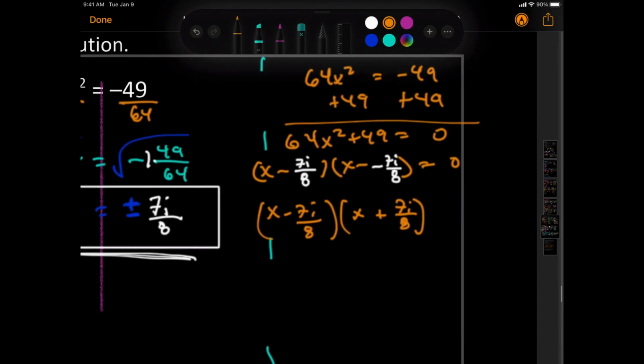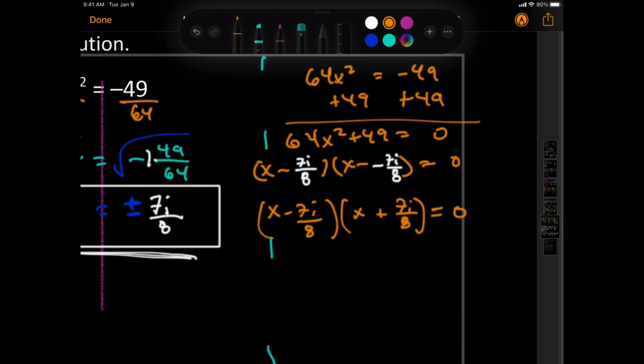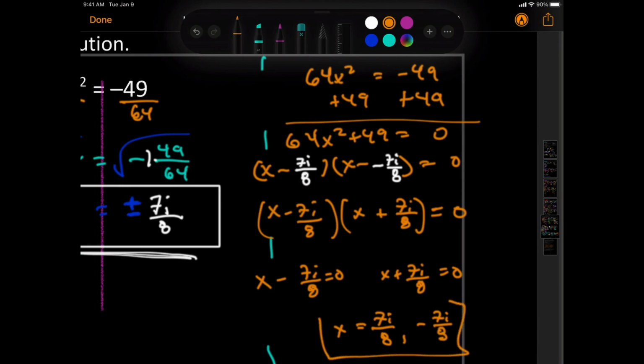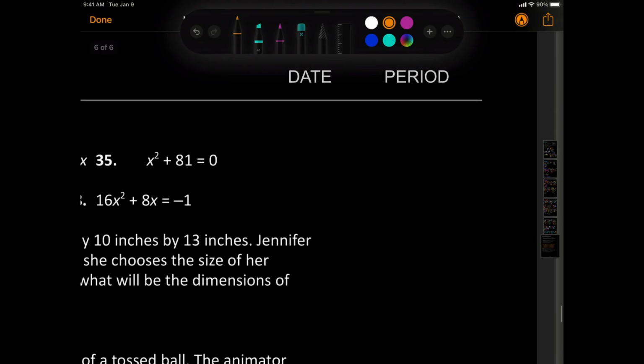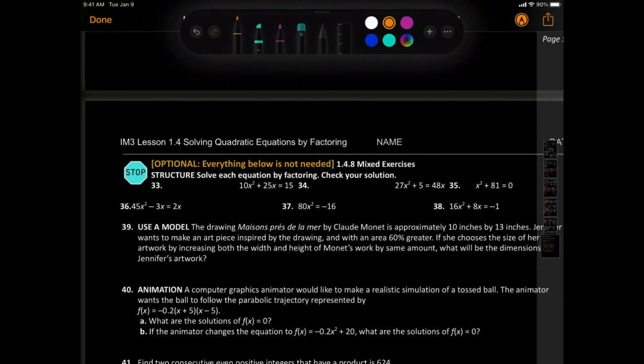Notice my fractions are running up and down, not sideways. And then you just set them equal to 0. Zero product rule. And solve, and you'll basically have what we had previously, right? Positive 7i over 8 and negative 7i over 8. Okay, so the work on the orange is showing that it looks to others like you factored, if that makes sense. And remember, you don't have to do the end of these; it's just optional, if you want to challenge yourself.